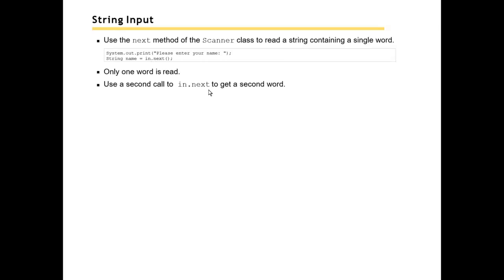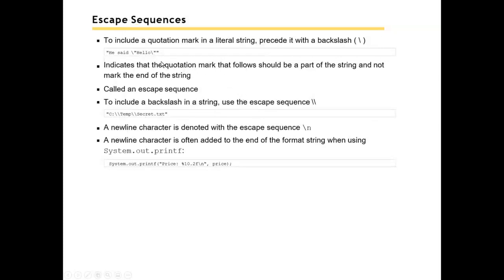So for the scanner, you use next to read a word. It stops at a space or a break. So what if you have special characters like a quote? Well, you can prefix it with a backslash and it will do what's called escaping the character. Basically, keep it as part of the string and not mark the end of the string. To include a backslash, you use 2 slashes. New line is \n, that's old school. \t is a tab. This printf is the equivalent of a println.